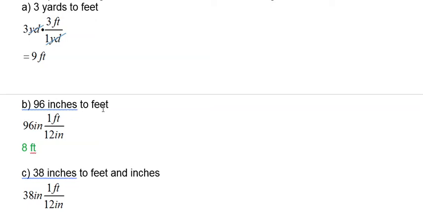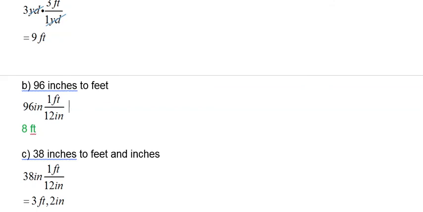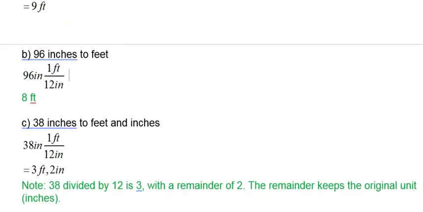Well, if we look, 3 feet is 3 times 12, or 36 inches. So 38 minus 36 leaves us with that remainder of 2. So those 2 that are left over is actually our inches. So if we're converting to something like this where we keep some of the original units, we actually keep the remainder when we do the division and leave it as those units.